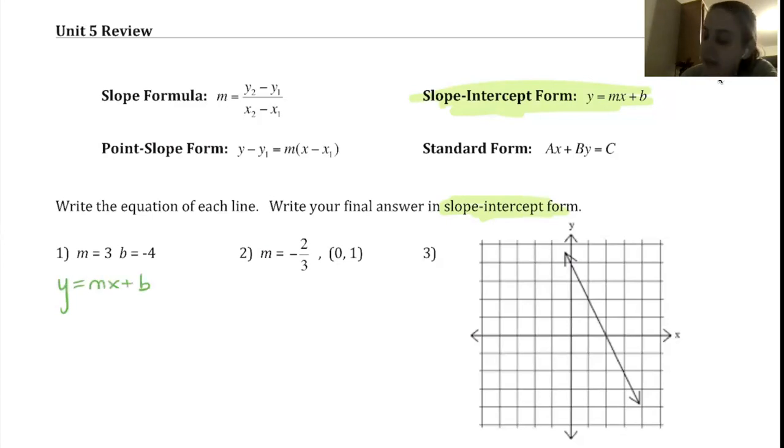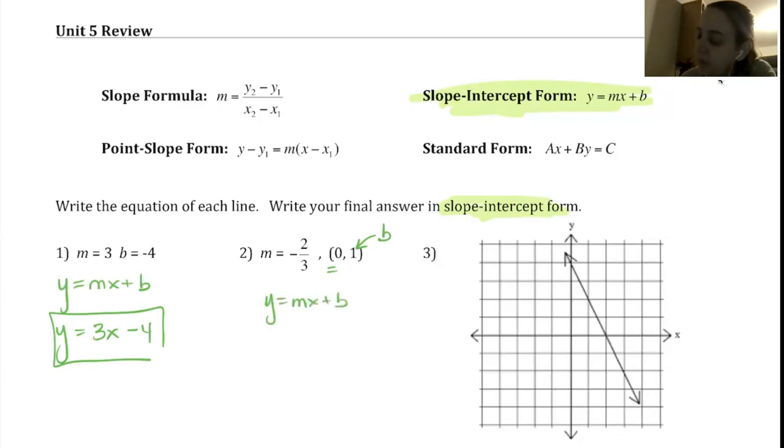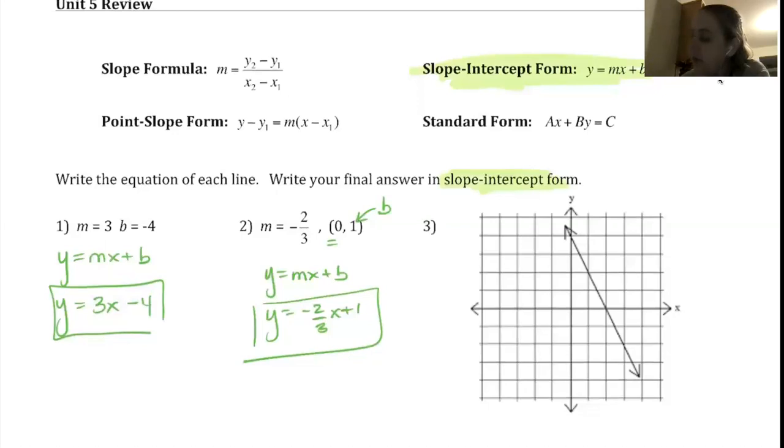Luckily on number 1, they gave us everything we need. So y equals 3x plus a negative 4. Finished. Number 2, they did give us everything we need. Remember that b matches up when x equals 0. So everything we need is also here. y equals mx plus b, so y equals negative 2/3 x plus 1. You're good to go. In number 3, we have to get the slope from the graph.